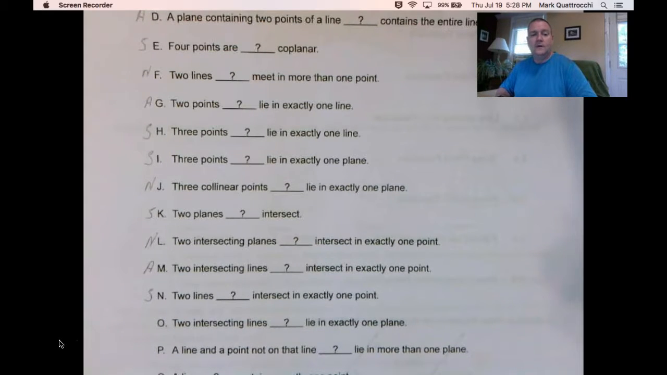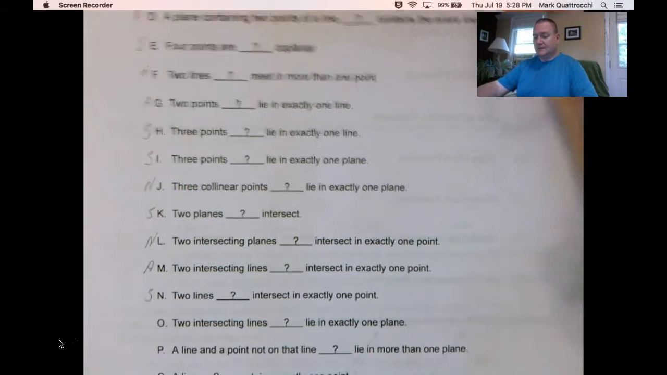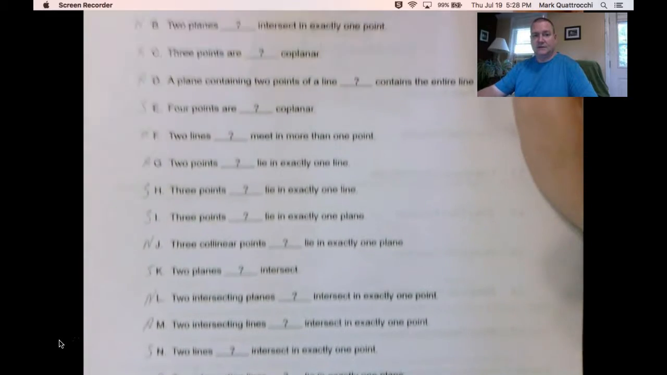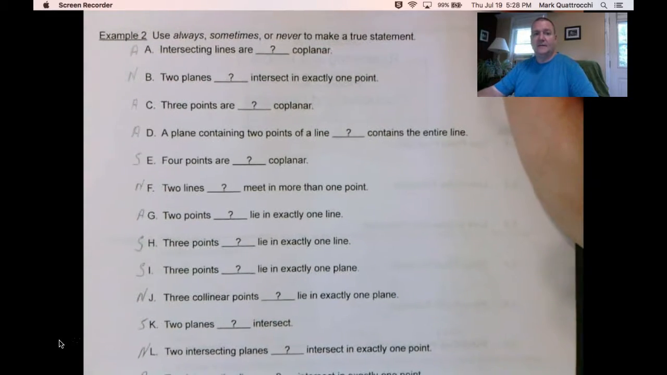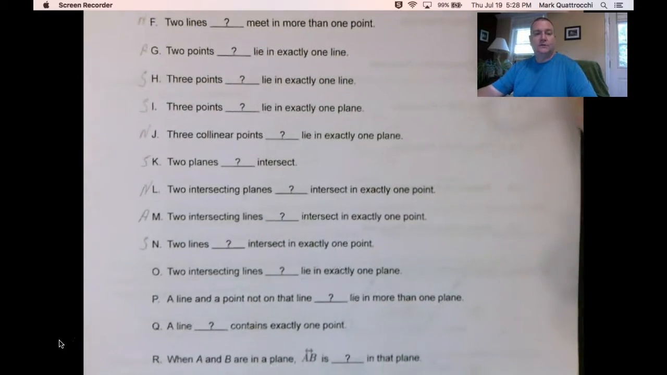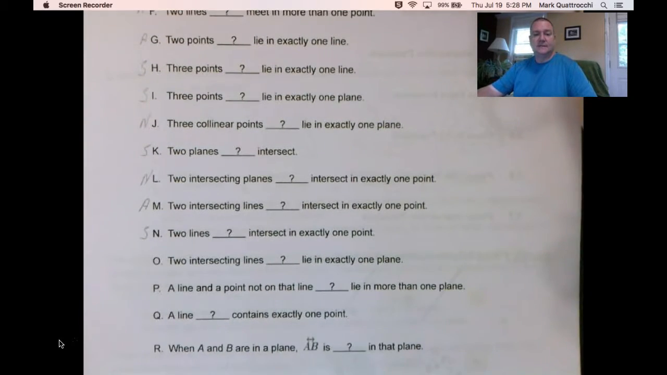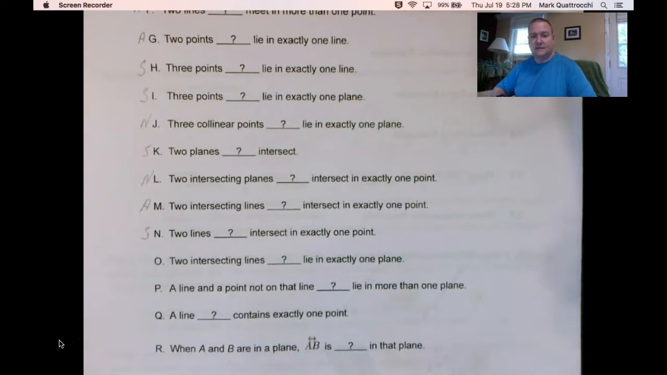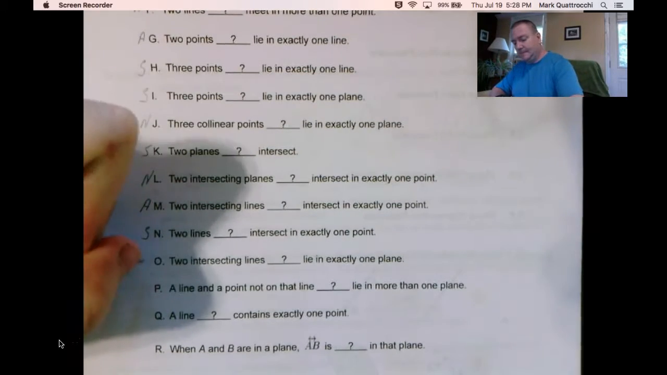Part O. Two intersecting lines always, sometimes, or never lie in exactly one plane. This is the same as question A. Intersecting lines are coplanar. Two intersecting lines always lie in one plane.